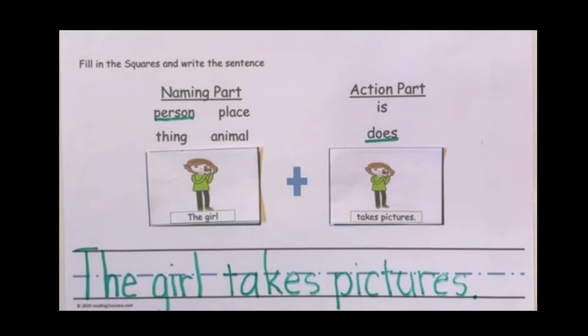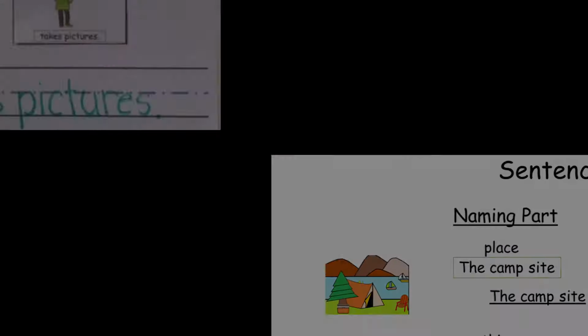And then have kids read the sentence that they wrote. The girl takes pictures. Then ask them, what is the naming part of the sentence? And they'll say, the girl. Then ask them, what is the action part of the sentence? Takes pictures. You can also ask, is the naming part a person, place, thing, or animal? And they'll respond, person.